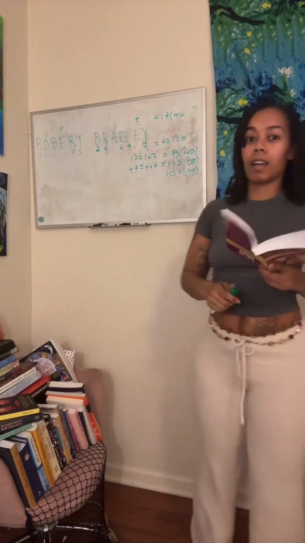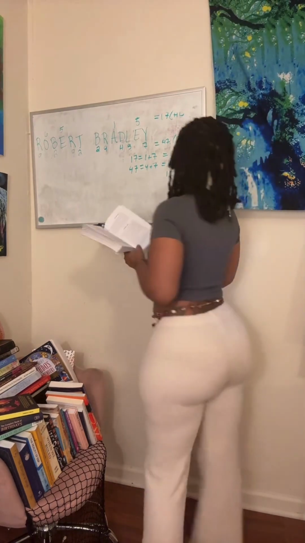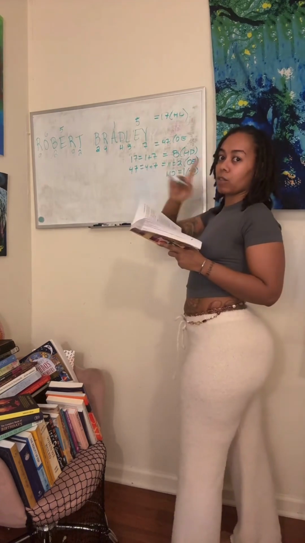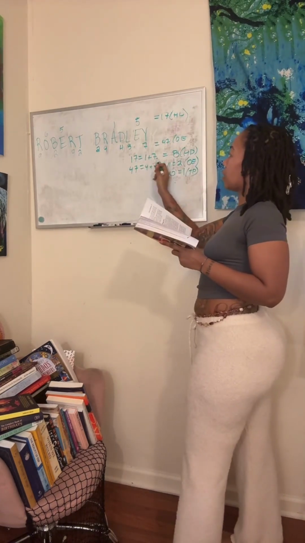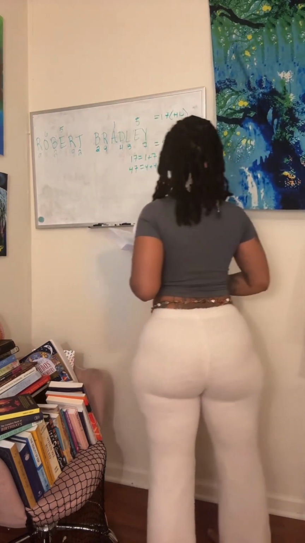All right. So when we add up his vowels, we get 17, which is the heart's desire number. But remember, we're trying to get to one digit. So that 1 and a 7 equals an 8, which is his heart's desire number. His consonants add up to 47, which is his outward expression.